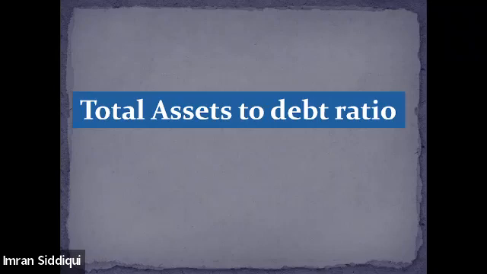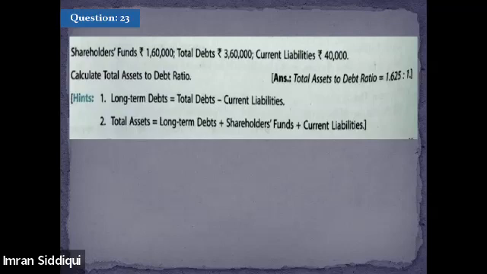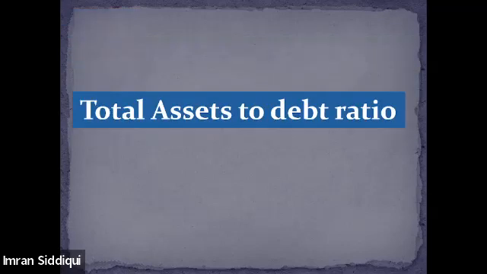And debt here means what? Non-current liability. Okay, so let's start with the question. We'll start our discussion with this question. In this particular topic, total asset to debt ratio, total debt means the non-current liability as well as current.